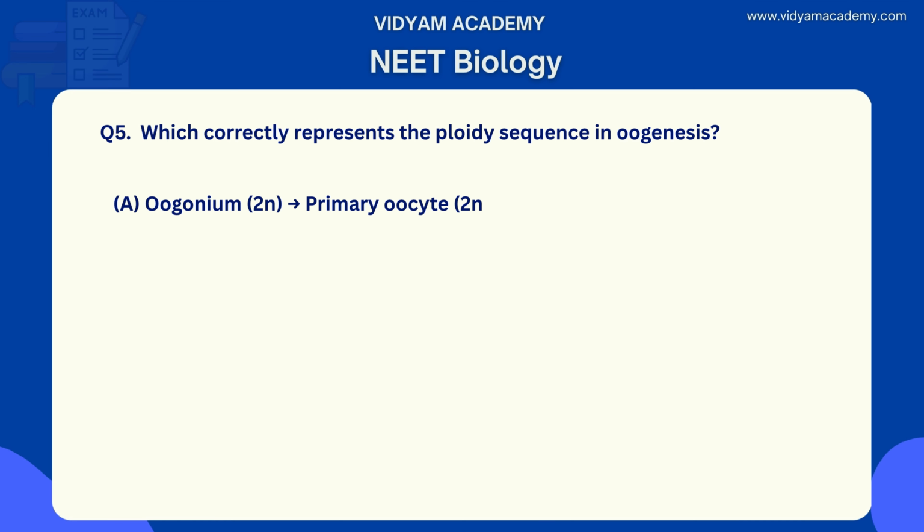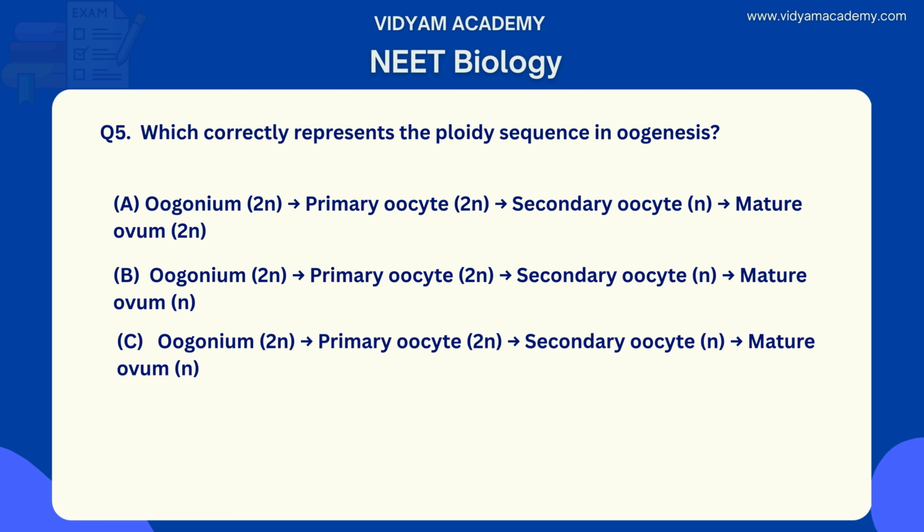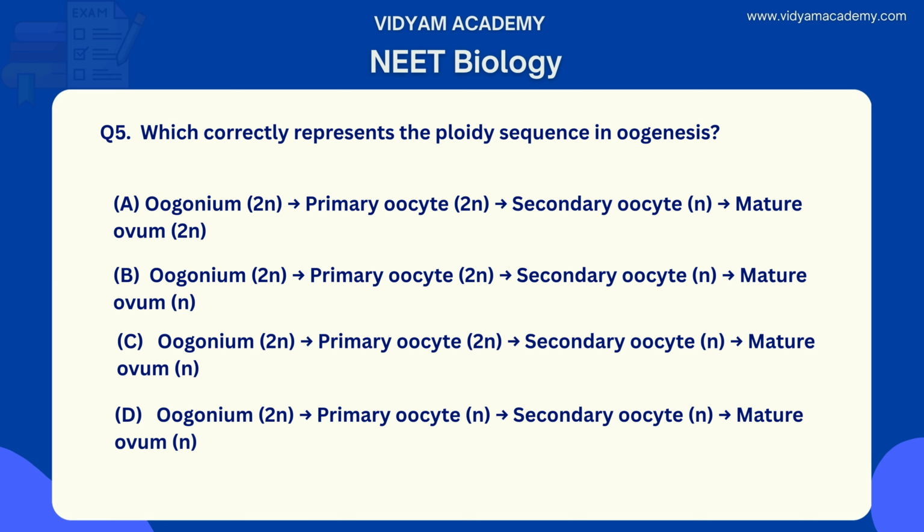Option A. Oogonium 2N, primary oocyte 2N, secondary oocyte N, and mature ovum 2N. Option B, oogonium 2N, primary oocyte 2N, secondary oocyte N, and mature ovum N. Option C, oogonium N, primary oocyte 2N, secondary oocyte 2N, and mature ovum N. Finally, option D, oogonium 2N, primary oocyte N, secondary oocyte N, and mature ovum N.